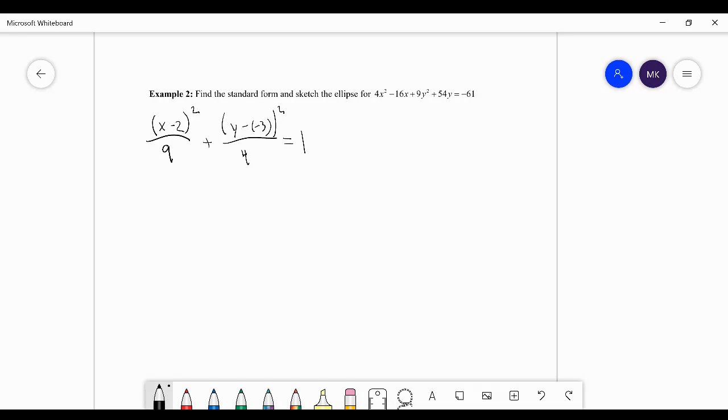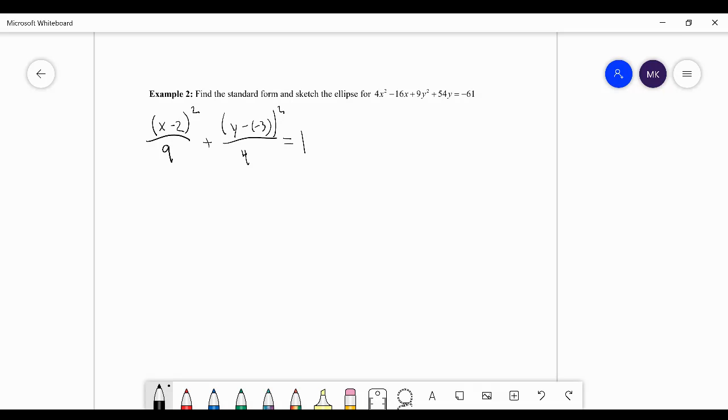Start by isolating, in your own way, the x terms and the y terms. You're going to almost physically separate them. So you'd have 4x squared minus 16x, leave yourself a good space, 9y squared plus 54y, leave yourself a good space, equals negative 61. And what you're doing in that space is you're going to factor out the leading coefficient. So for the x's, you'd factor out a 4 from those two terms. For the y's, you'd factor out a 9 from those two terms.